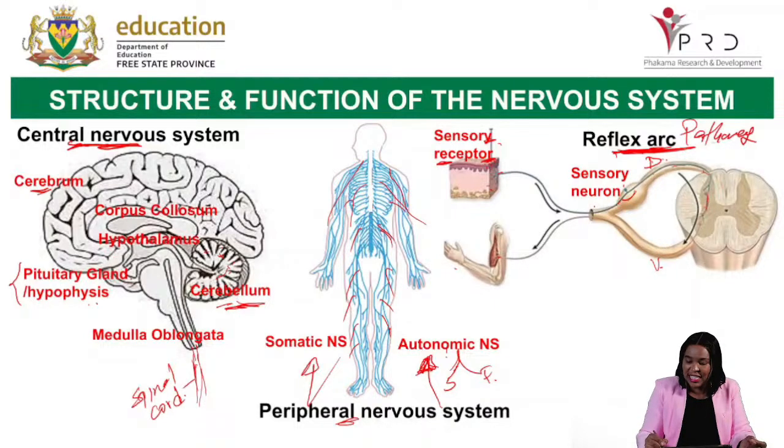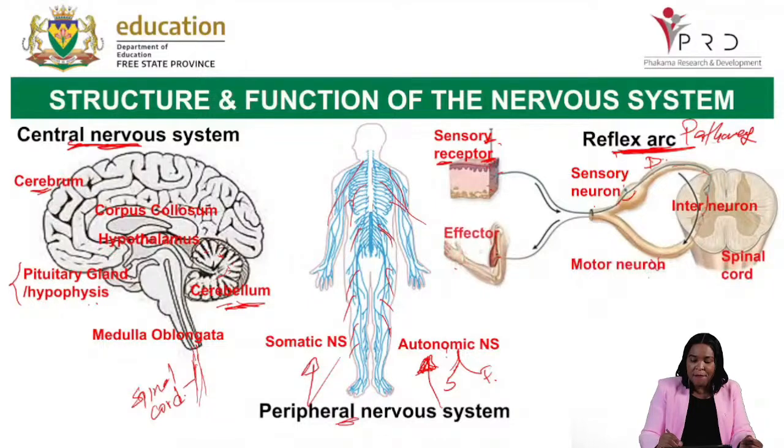So that is the neuron that is in the middle. And then from the interneuron, the impulses are going to be transmitted to, so this is our spinal cord, they are going to be transmitted to the motor neuron. The motor neuron is the neuron that is underneath. And then from the motor neuron, it's going to go to the effector.